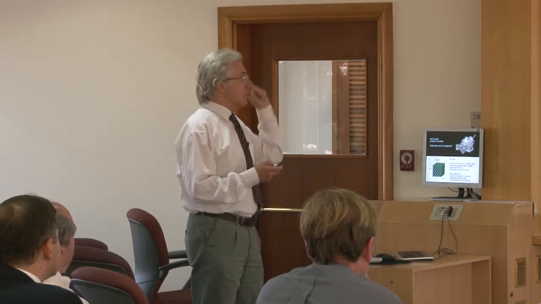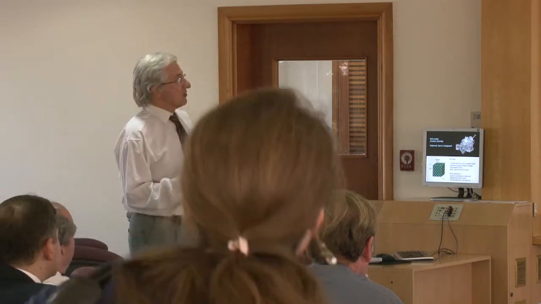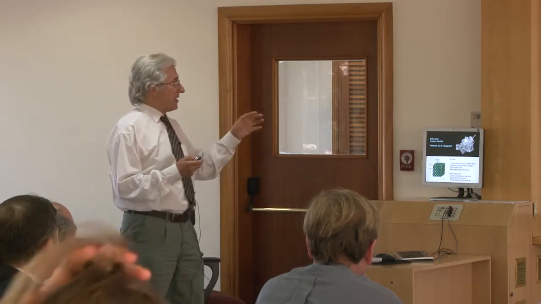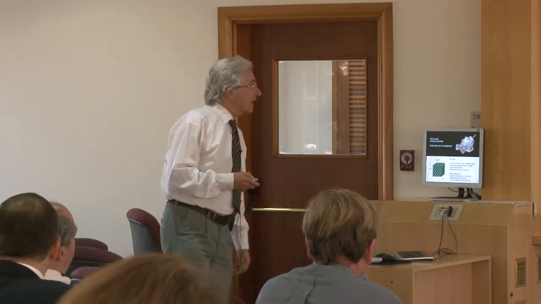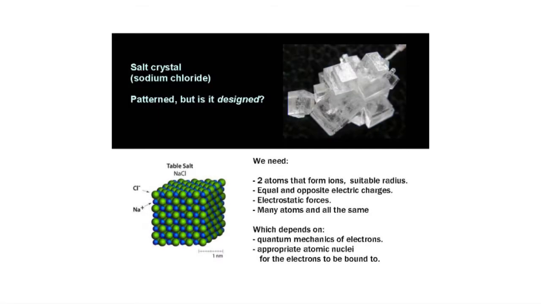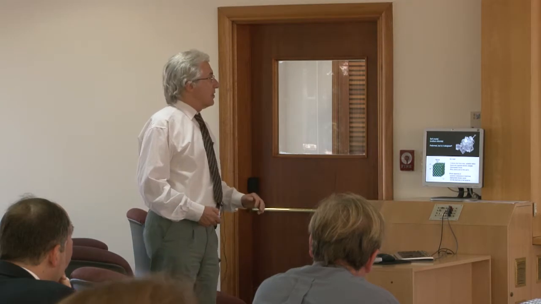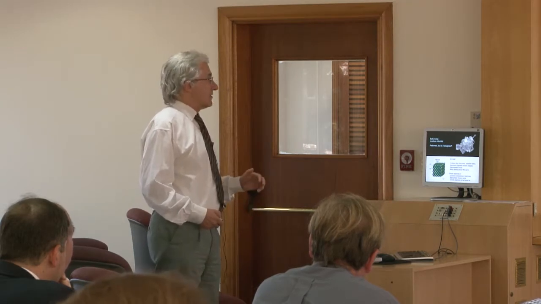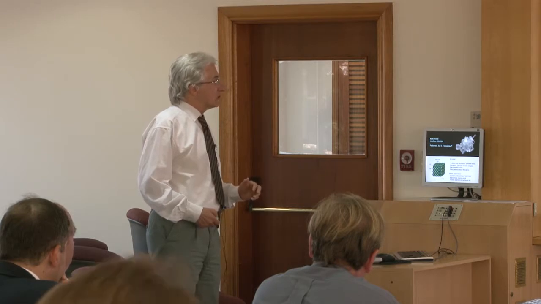I won't answer that question, but I will try to list the requirements that are needed for the formation of this regularly patterned salt crystal. Your salt crystal has got to be made up of two different kinds of atom that can form ions. They must have a suitable radius. They must be fairly similar radius. There must be equal and opposite electric charges, electrostatic forces, many atoms, all of them the same, and all of this depends on the quantum mechanics of electrons and appropriate atomic nuclei for the electrons to be bound to.